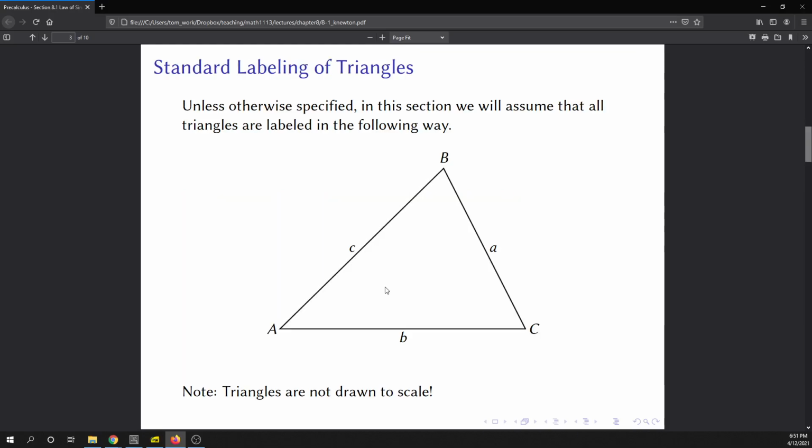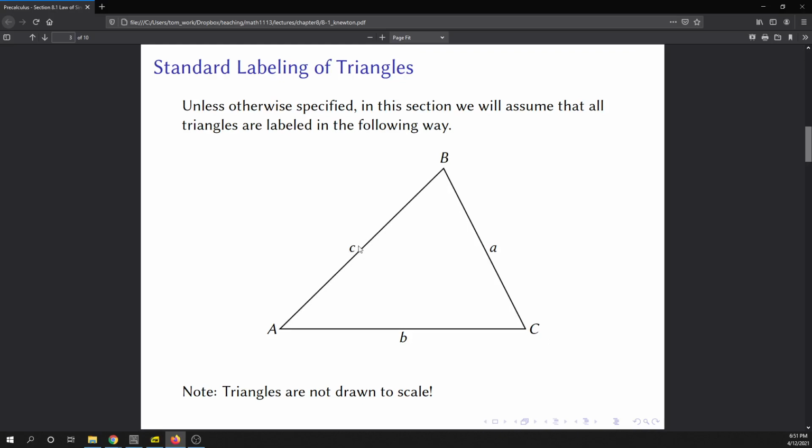In this section, we are going to label the triangles in a standard way. Unless otherwise specified, we'll label it the following way. We'll have the three angles, capital A, capital B, and capital C. The side across from that angle will be labeled with the lowercase version of that letter. So the side across from angle A will be labeled with a lowercase a. The side across from angle B will be labeled with a lowercase b. And the side across from angle C will be labeled with a lowercase c.